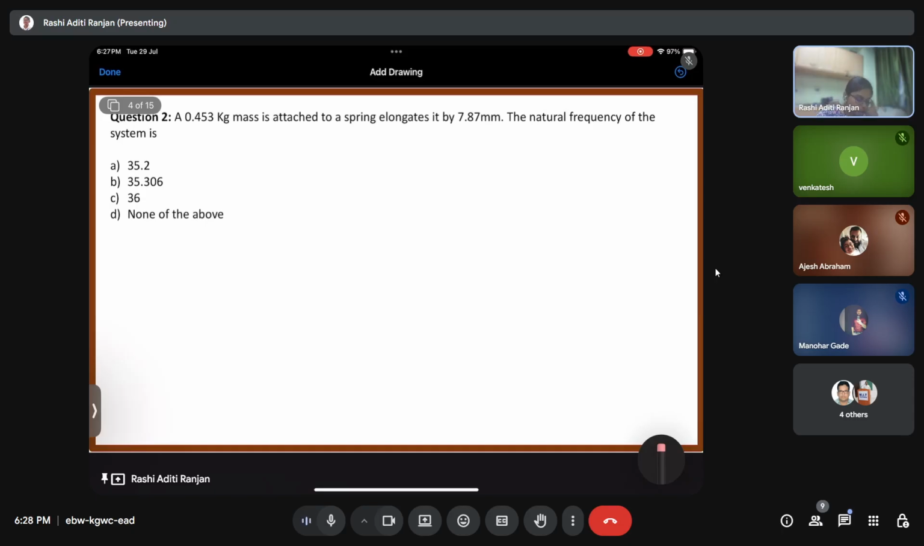So coming on to question number 2, which says that a 0.453 kg mass is attached to a spring and elongates it by 7.87 mm. The natural frequency of the system is. Okay, so first, what the question says is that there is a spring. Let us say that this length is L.